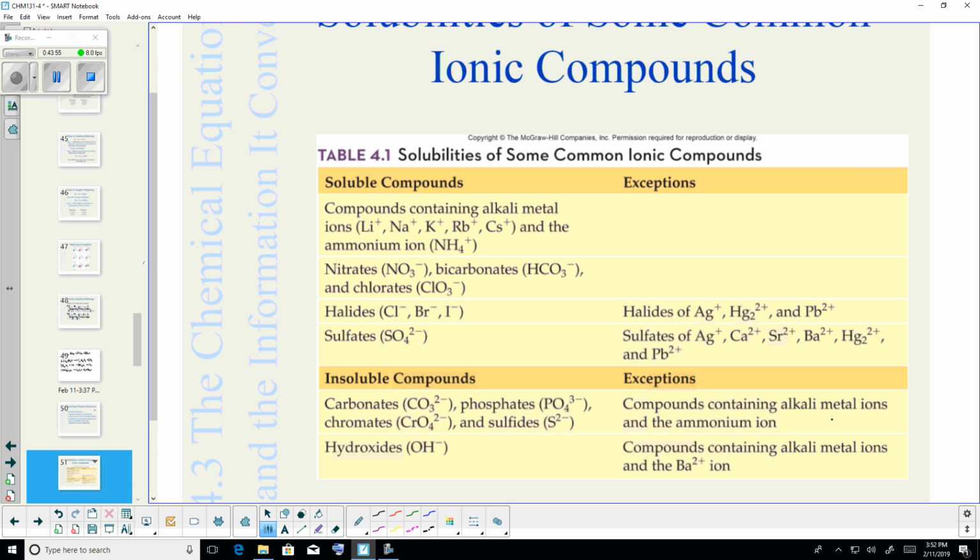Hydroxides are insoluble unless they contain a column 1 metal or Ba2+. So sodium hydroxide, which is what I made over there in the beaker, is soluble. That's liquid Drano. Magnesium hydroxide, magnesium is in column 2 but it's not barium, so it's insoluble. You find it in your grocery store if you have heartburn. It's milk of magnesia, a white, opaque liquid you can't see through, because there are little pieces of magnesium hydroxide in a suspension.